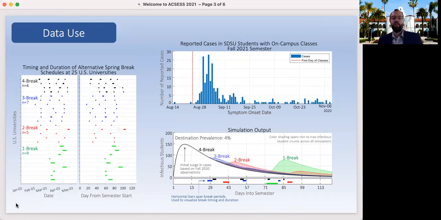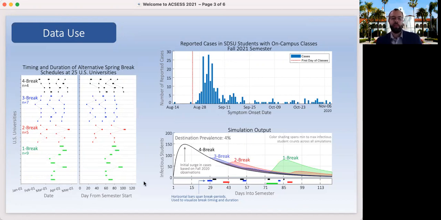To determine what alternative schedules to model, we sample 25 universities and visualize their schedules in the figure on the left. Each tick on the y-axis represents one university. They are colored by the number of shorter breaks that replaced their spring break. So we had 1, 2, 3, and 4 break schedules. Each bar in the plot spans the start to end date of each break period. So we decided to model these 4 break schedules. Within each schedule, the start date of each break period in our model is based on the average start date weighted by each break duration. So for example, in our 1 break model, we looked at the start dates of these 9 universities and took the average weighted by the duration of each break.